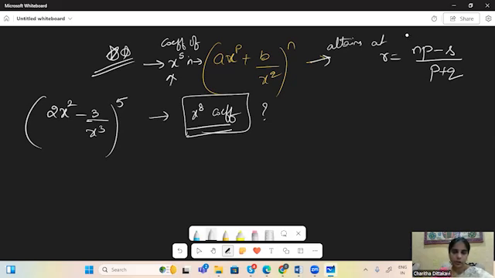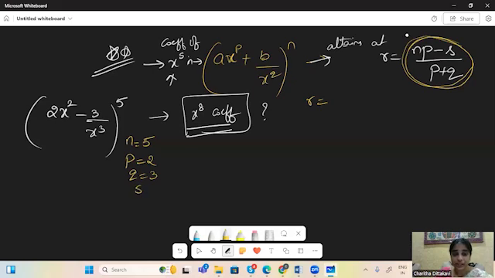So how do I check whether I can get this x to the power 8 term or not? What is the formula given to me? r = (np − s)/(p + q). This is most important. Now tell me what is n here? n is your 5. p and q are the powers of the first and the second terms there. So p is your 2, q is 3. Just replace in the formula.